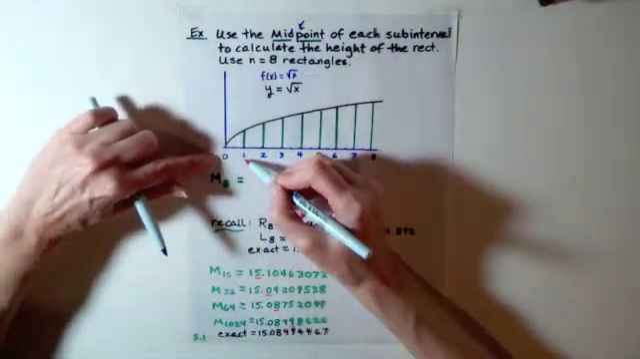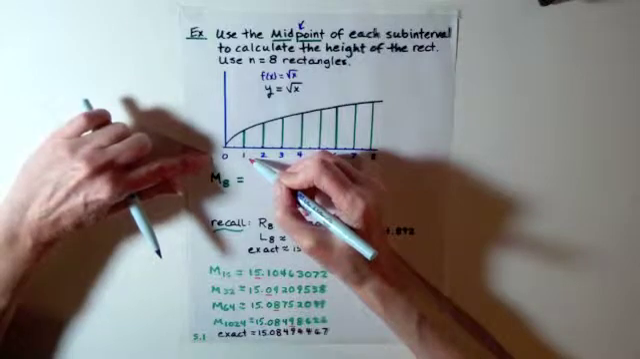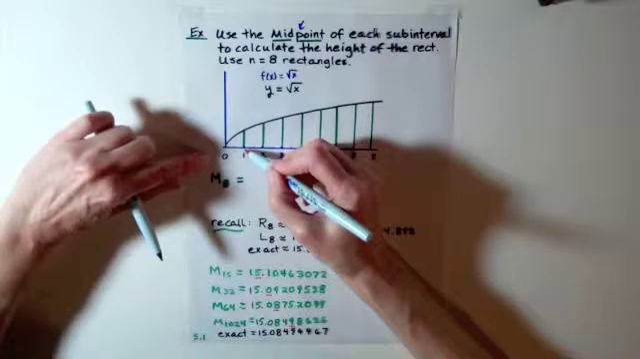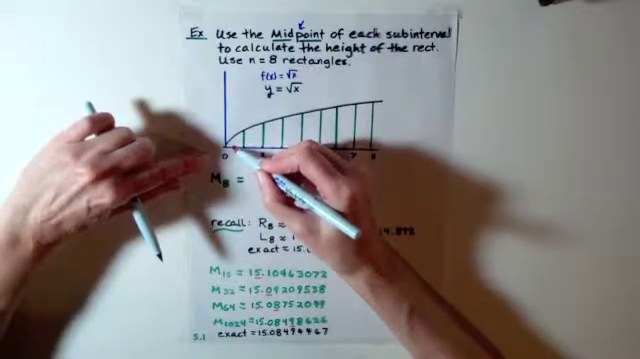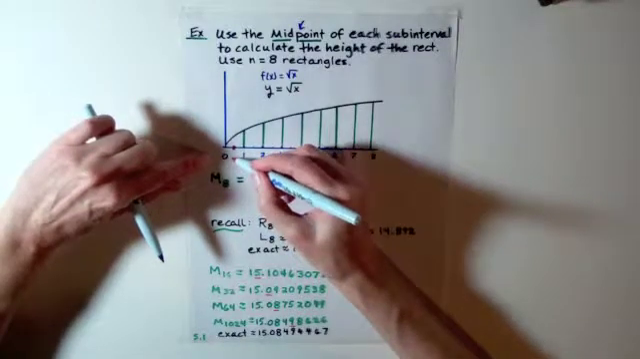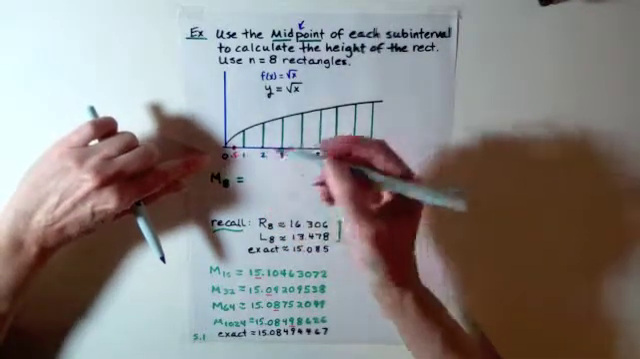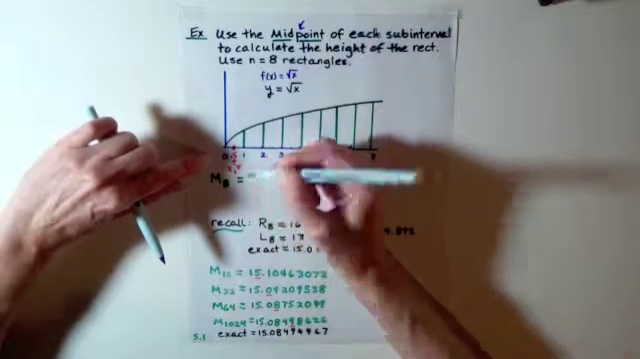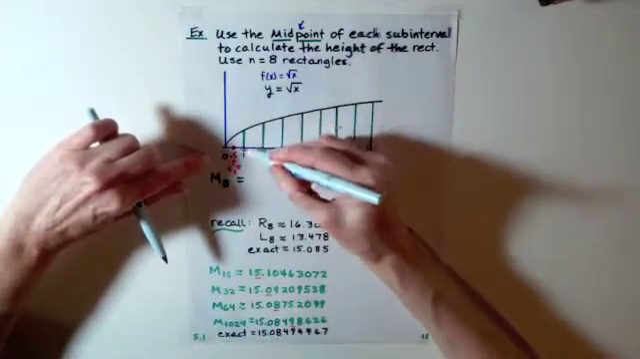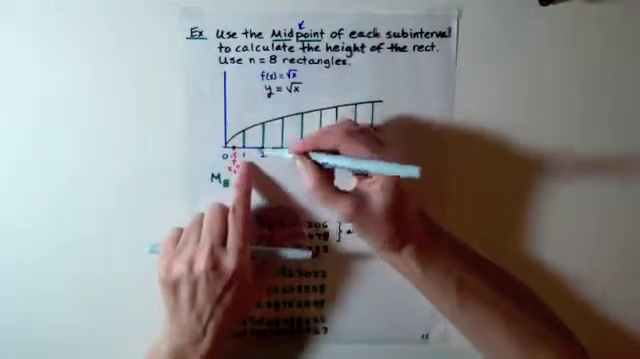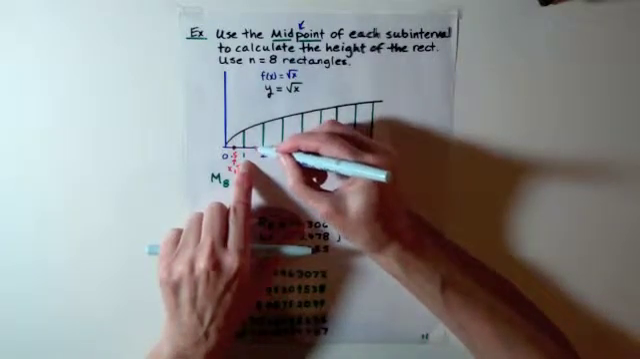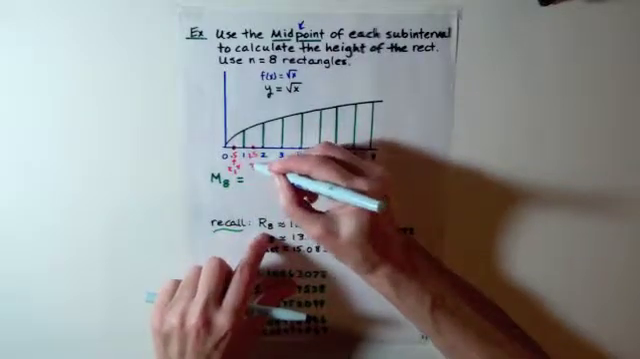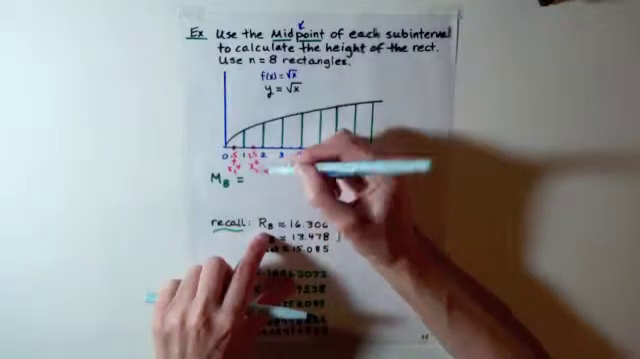Well, let's look at this first strip that goes from 0 to 1. Instead of choosing 0, the left-hand endpoint, to create the height of my rectangle, or 1, the right-hand endpoint, I'm going to choose the midpoint. And halfway between 0 and 1 would be 0.5. So that is my x1 star value. And when I go to my second strip, again, I'm going to use the midpoint of that. So instead of using 1 or 2, I'm going to use 1.5, halfway in between those, and that would be my x2 star, and so on.